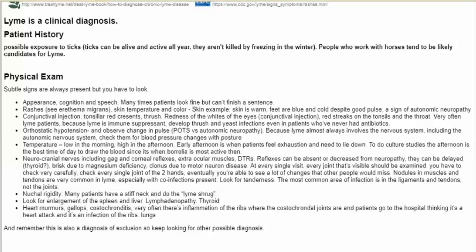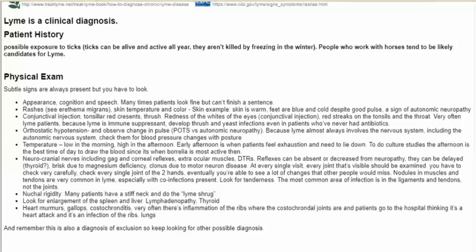They can read this at every single visit, especially once Lyme is suspected or diagnosed. Every joint that's visible in the body has to be examined. And I suppose that's something each of us could do regularly if we wanted to, because eventually the doctor sees changes in the joints that other people would miss. Here it's looking for nodules in the muscles and tendons. The joints are starting to be malformed in some way. It could be subtle. There might be real tenderness in these nodules or joints. The most common area of infection is in the ligaments and tendons, not the joint.